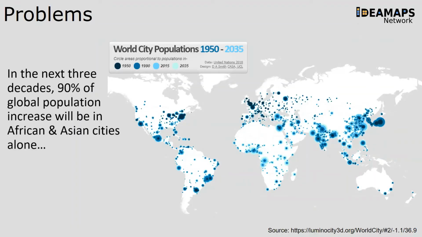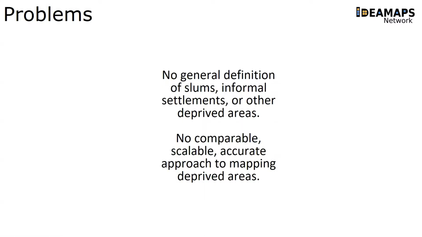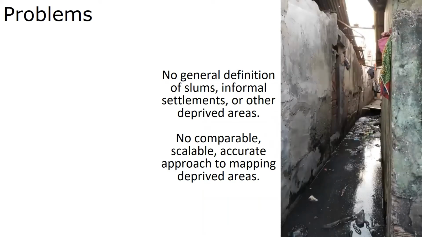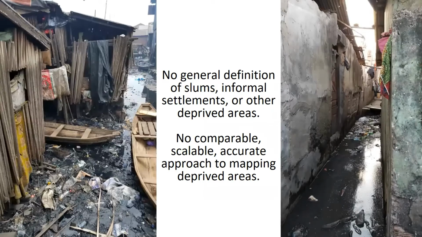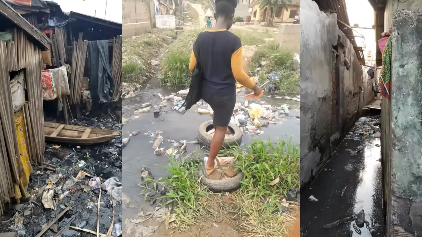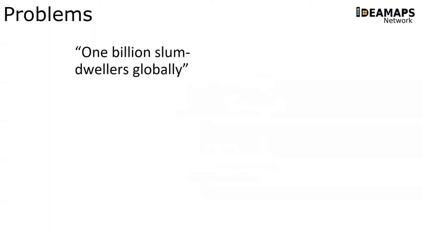In the next 3 decades, 90% of global population increase will take place in African and Asian cities alone, mostly in deprived areas such as slums and informal settlements. There is no general definition of slums, informal settlements, or other deprived areas, and there's no comparable, scalable, accurate approach to mapping deprived areas. But hang on a minute, there are plenty of statistics about slum dwellers out there.